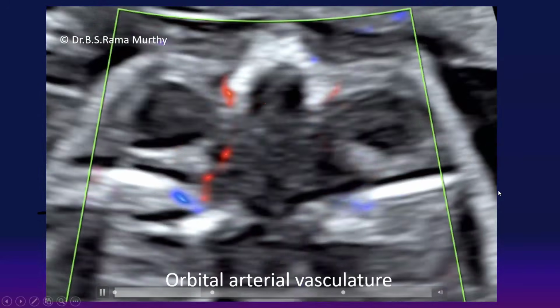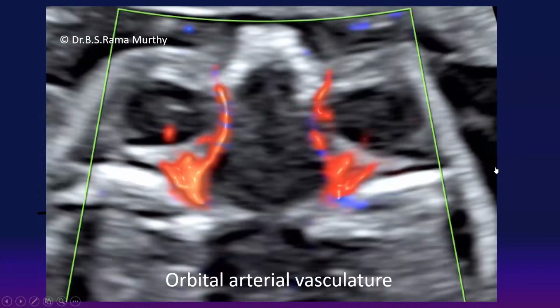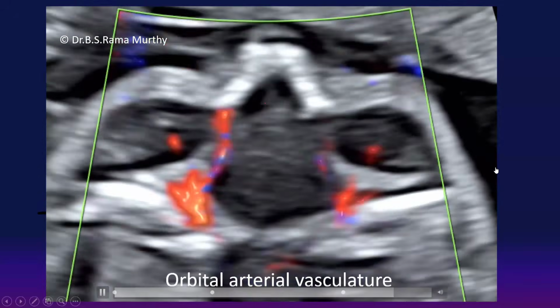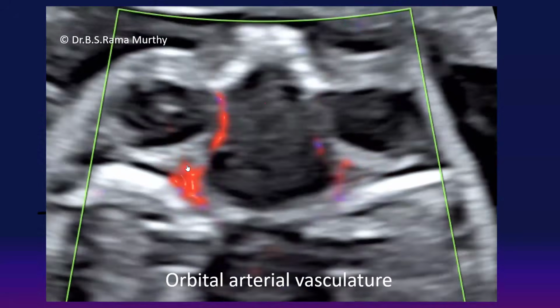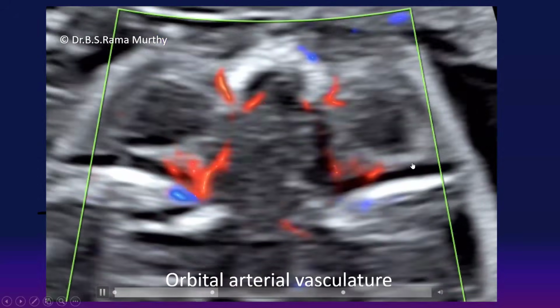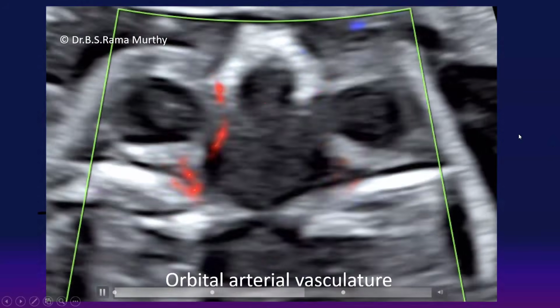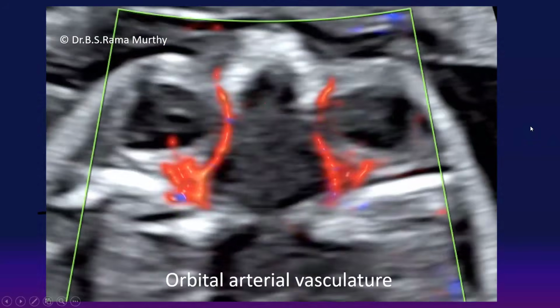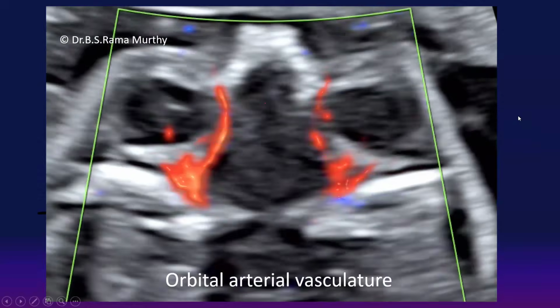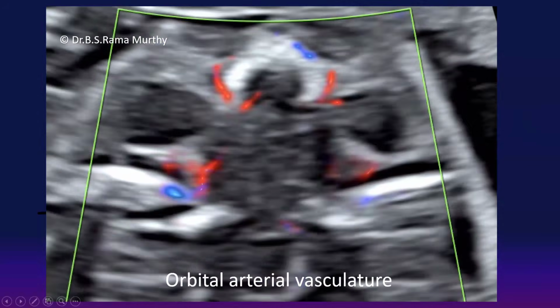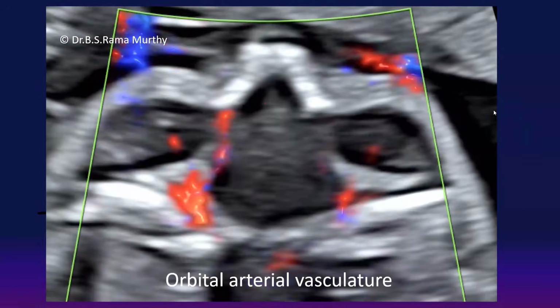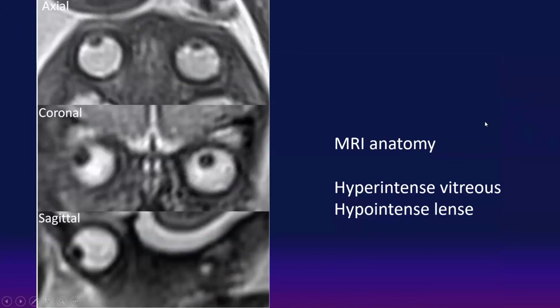You can also study the vasculature of the orbits. Not essential routinely, but if we are suspecting some abnormality, you can put on the Dopplers and you can see the vasculature even into the hyaloid arteries. With our newer machines, with slow flow and power Doppler, it's brilliant to look at even these small vasculatures.